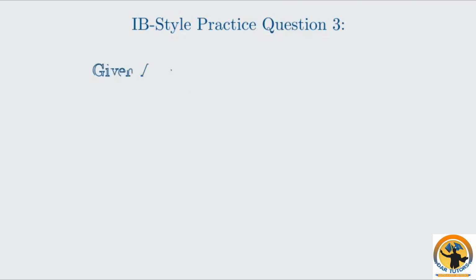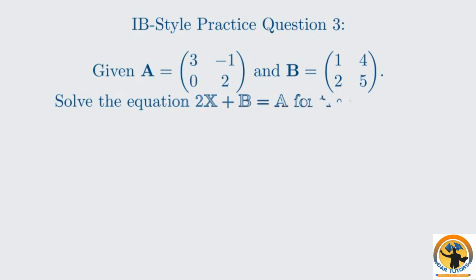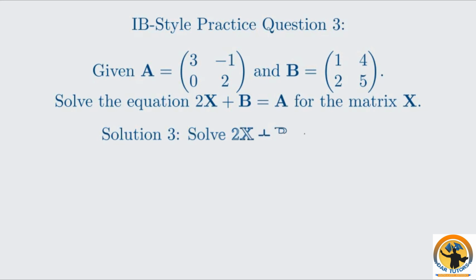Question 3 is another problem where you solve for an unknown matrix X. Pause the video and try to solve for X. Okay, let's solve this equation for X. We need to isolate X. The first step is to rearrange the equation to get 2x by itself.